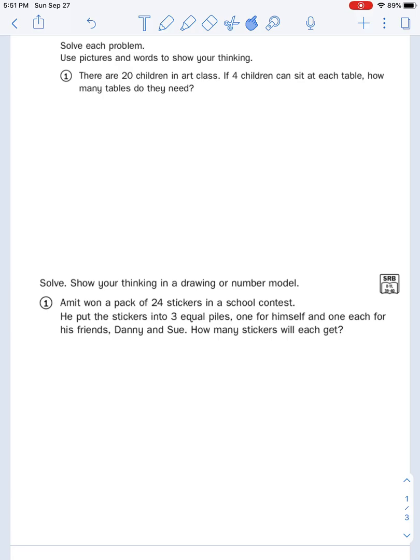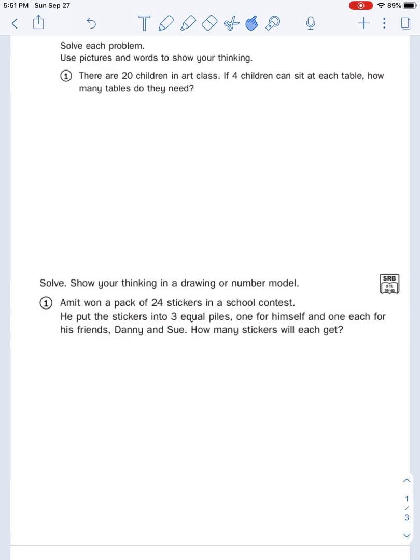Hi third graders. Today we are diving a little bit deeper into division. We're going to work on drawing pictures to represent it, using number models or words. Those are the three ways that we're going to show how. Okay, so let's look at this first problem. It says solve each problem. Use pictures and words to show your thinking.